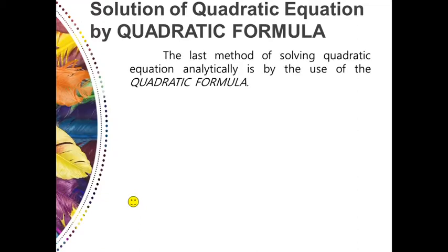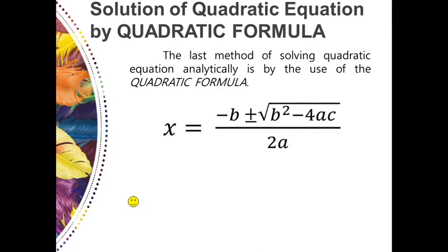The last method of solving quadratic equations analytically is by the use of the quadratic formula. The formula is x is equal to negative b plus and minus the square root of b squared minus 4ac all over 2 times a, where a is not equal to 0. Let us watch closely how it is used.